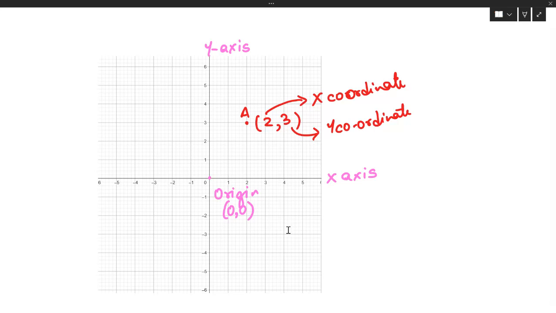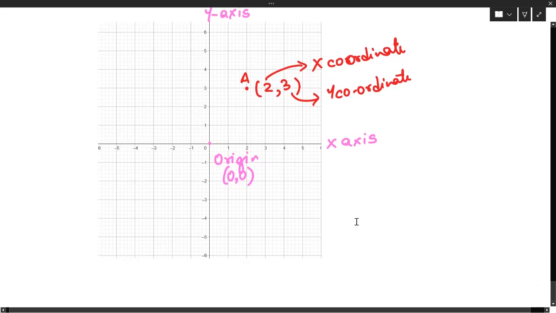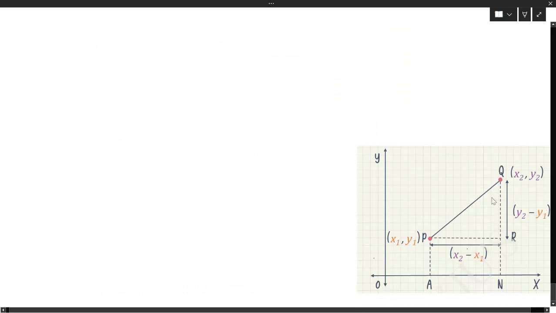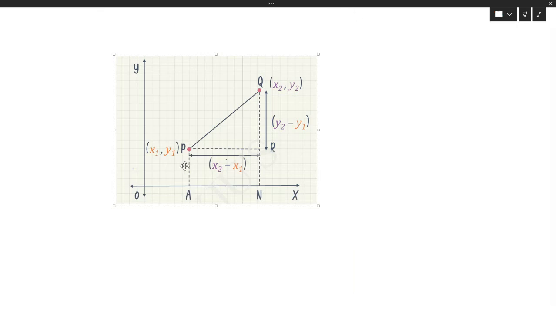And the distance from the y axis is the y coordinate. Now, suppose there is a triangle in between. No, not a triangle. Let's not take a triangle. Suppose we have to find the distance between two points P and Q. We have to find the distance between the two points, that is point P and point Q.